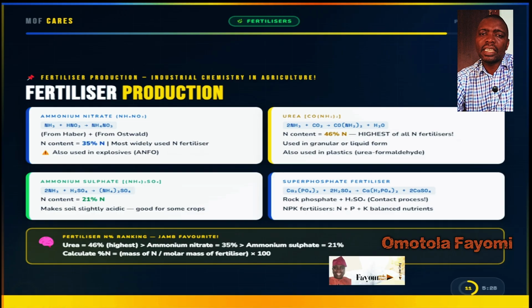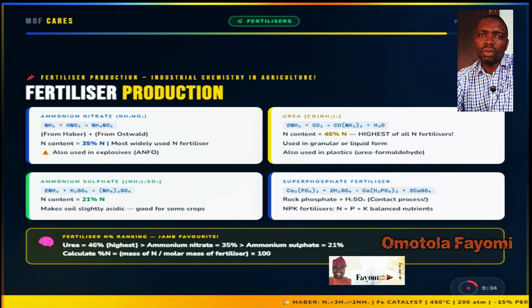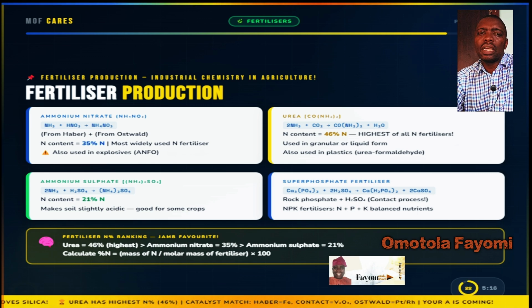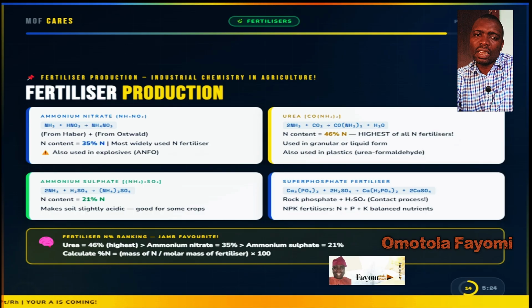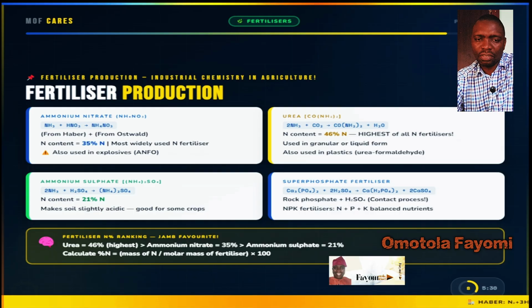Urea is made by reacting ammonia with carbon dioxide under pressure, that's 2NH3 + CO2 gives urea, CO(NH2)2, plus water. Urea has the highest nitrogen content of any common solid fertilizer, that's 46%. It is also used to make urea-formaldehyde plastics and resins.